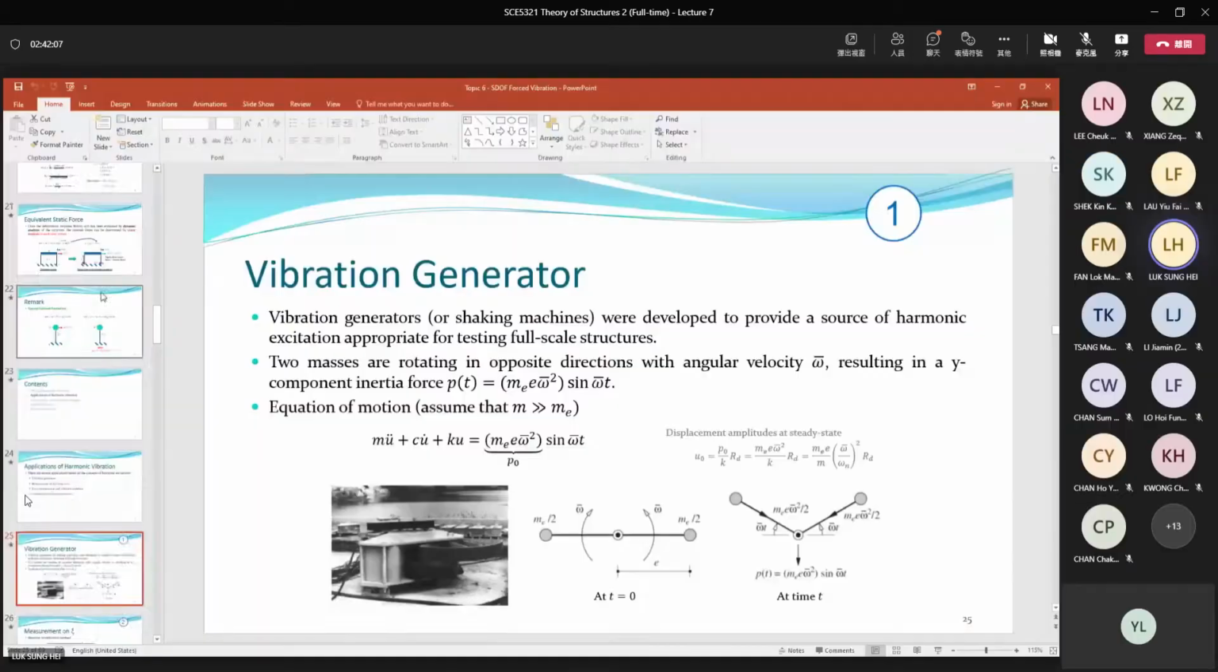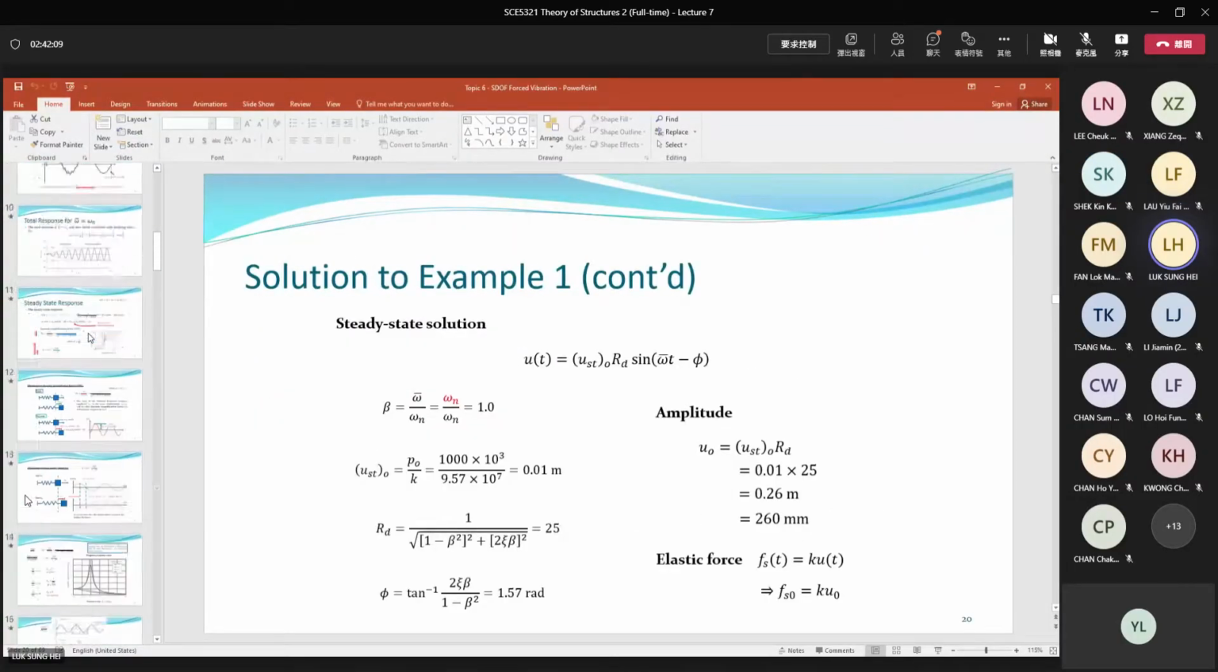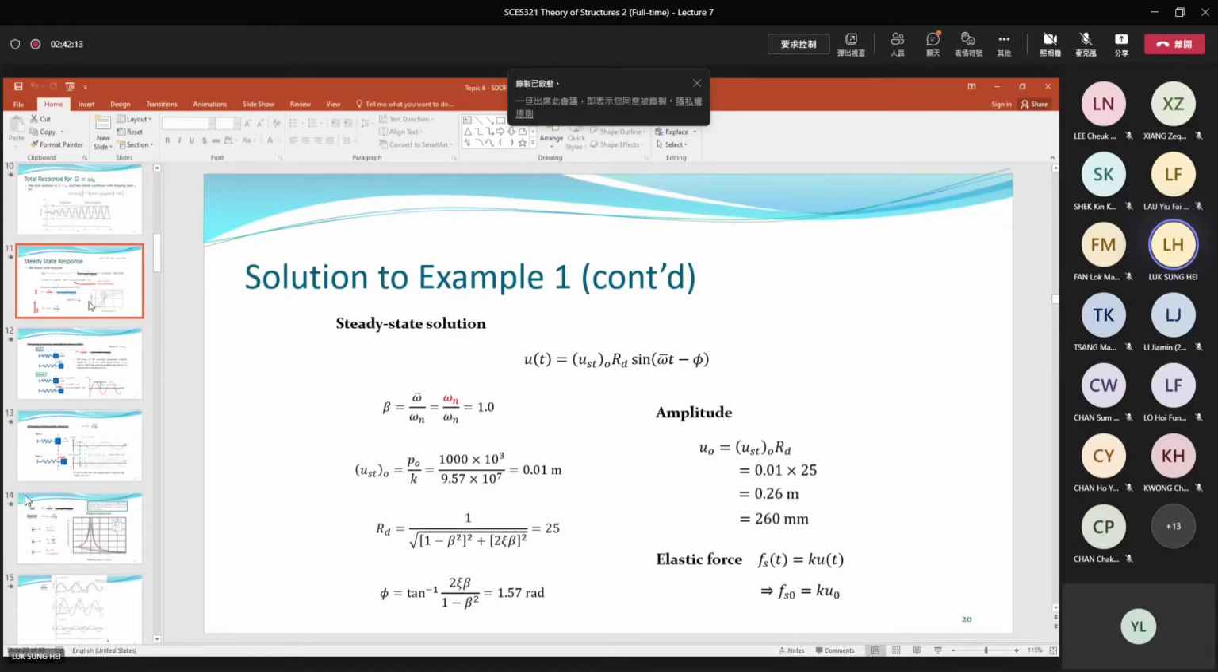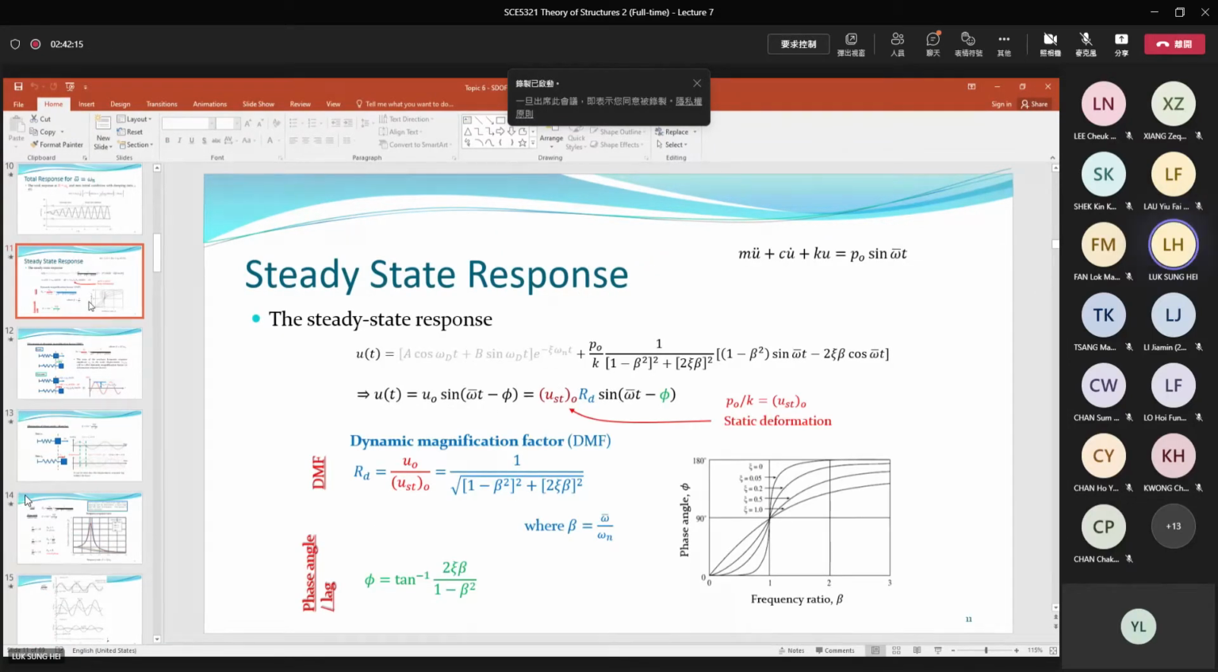Before the break, we mentioned a useful equation here, on page 11. We discussed several items, but I think this one is important. Steady state response. We normally use this equation to evaluate the response of a system under a sinusoidal force. So please make sure that you remember or understand this equation. Steady state response for a system under sinusoidal force.